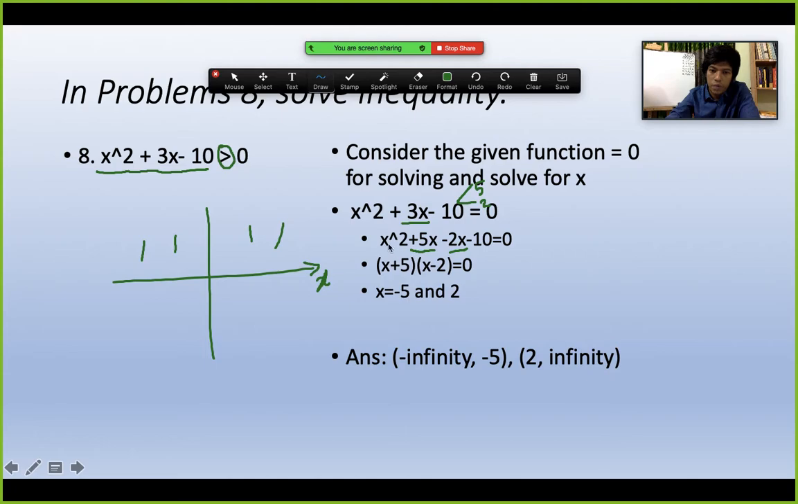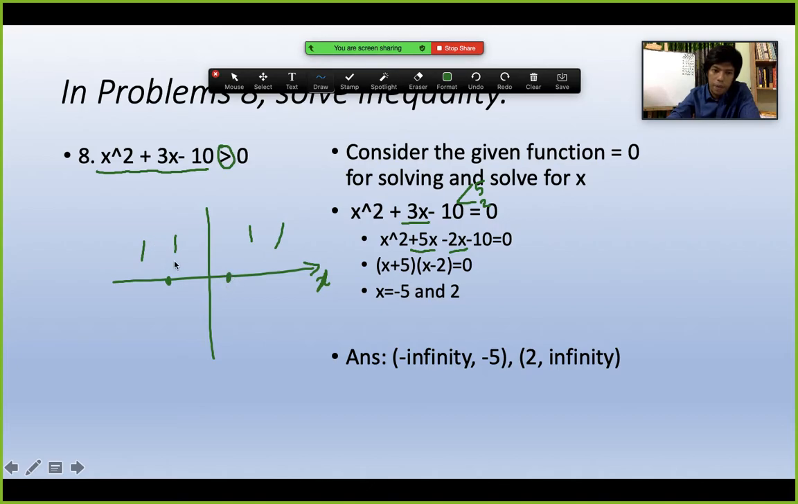So from the first two terms, we have x plus 5. From the second two terms, if you take minus 2 common, we have x minus 2. So one solution is x equals minus 5, and another solution is plus 2, because if you have x minus 2, this 2 goes to the other side and becomes plus 2. It means that we have two x-intercepts, one is minus 5, one is plus 2. Suppose minus 5 is here, and plus 2 is here.